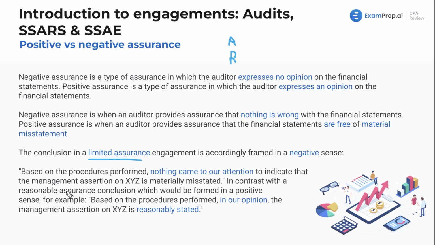In contrast, with a reasonable assurance conclusion, which would be formed in a more positive sense, we've got, based on the procedures performed, in our opinion, the management assertion, so the existence of cash, is reasonably stated. Those are the differences there. Make sure you're familiar with these. It's going to be critically important throughout the exam.